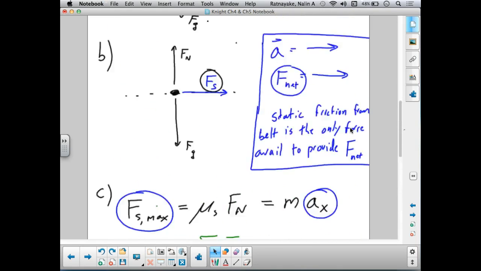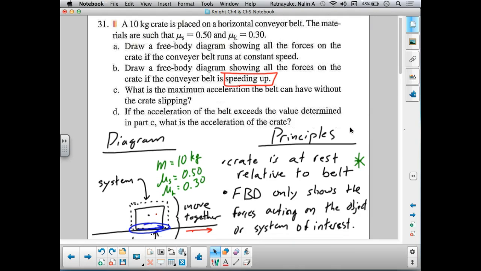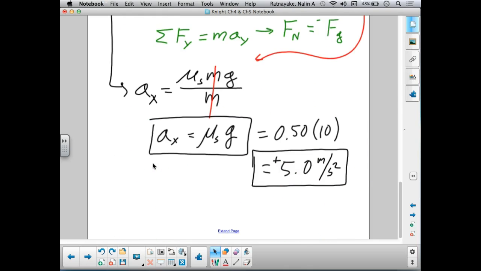Finally, let's consider part D. If the acceleration of the belt exceeds the value determined in part C, what is the acceleration of the crate? So again, let's go back to our diagram here and think about physically what is happening. If the belt starts going faster than static friction can hold the crate onto the belt, then we no longer have this assumption of no slip. The static friction can no longer hold the crate onto the belt, and the crate is going to start slipping.